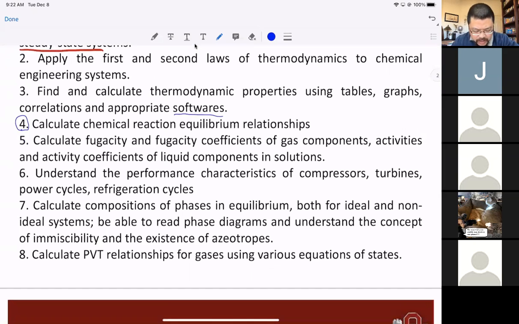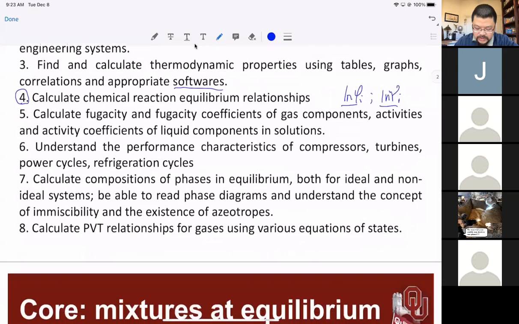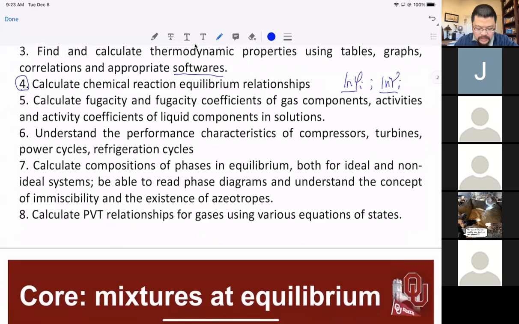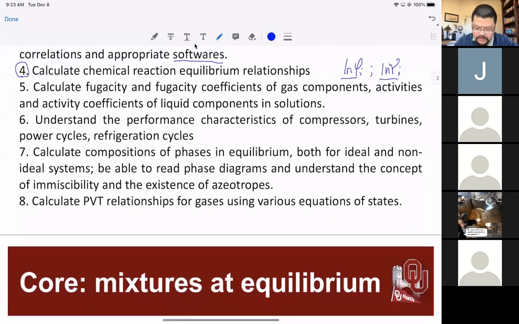Then the fifth would be calculate the fugacity and fugacity coefficient of gas components, activity and activity coefficients of liquid components in solution. So that is basically the log phi, the log activity coefficient. We did some tests in the previous exam, and it's indeed the core part of our discussions recently.